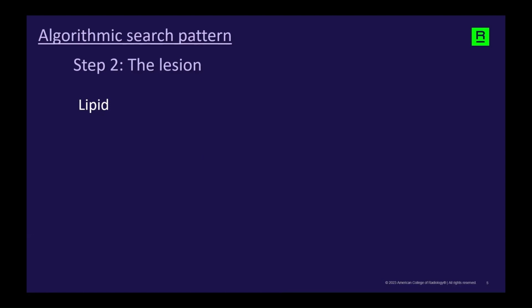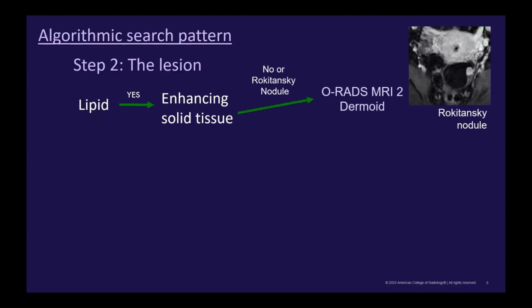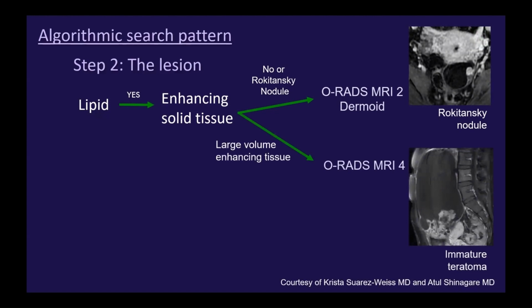You have a lesion, you find some lipid, you have to ask yourself, is there enhancing tissue? If there is no enhancing tissue, or you see a nice little Rokitansky nodule, i.e. a nodule that has some fat in it and is enhancing and is either along the wall or septation, you call it the dermoid and you rate it a 2. If there's a lot of enhancing tissue, large volume enhancing tissue, like in this lesion here, this immature teratoma, you're going to rate it an O-Rads MRI 4.